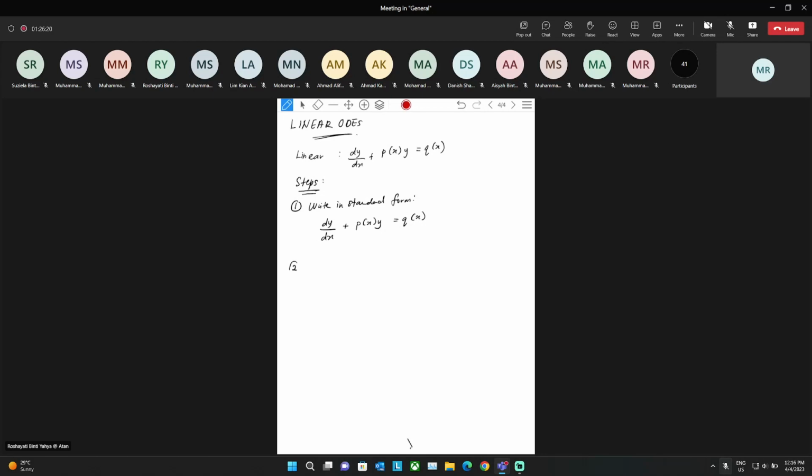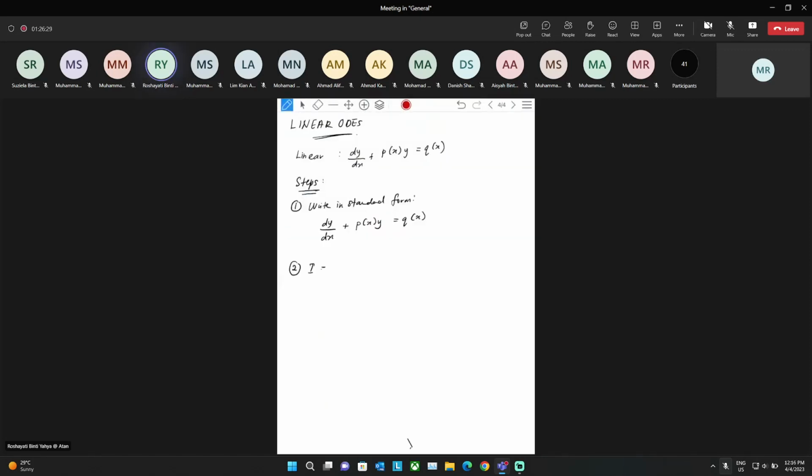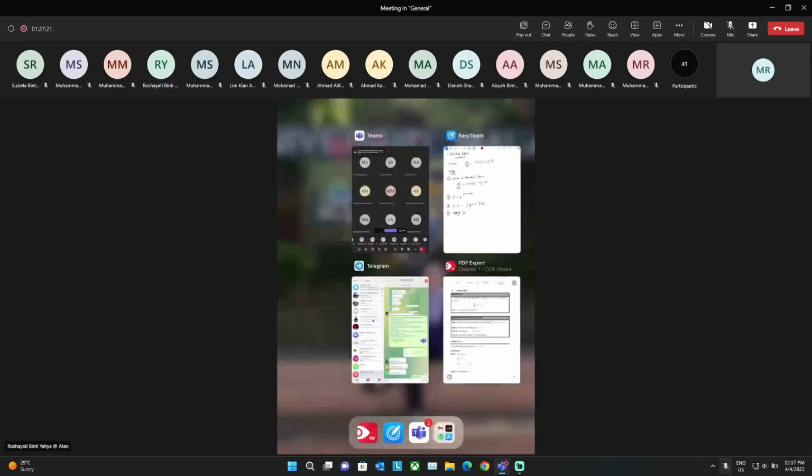Number 2, apa ayat depan dia tadi? Find integrating factor. So tak apalah, I equal to exponential of integration px dx. Third step, y dot I equal to integration qx dot I dx. If you look at here, this one exponential p, integration q. And then apply initial condition.